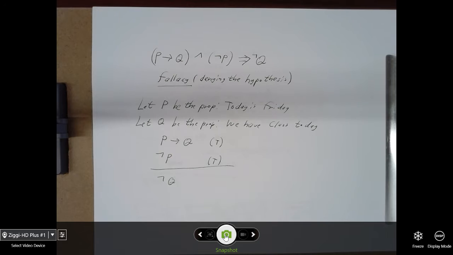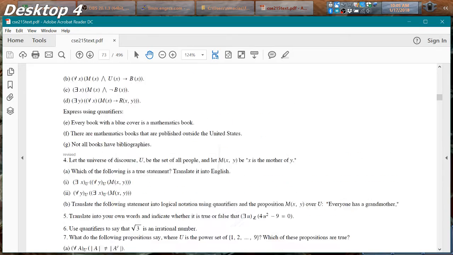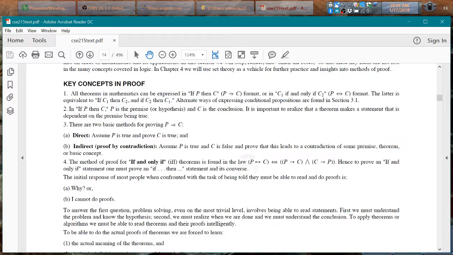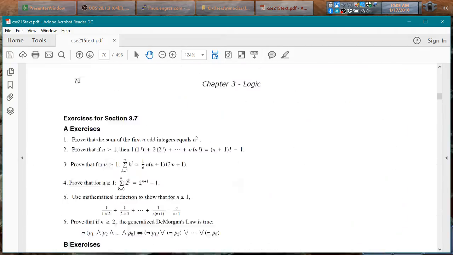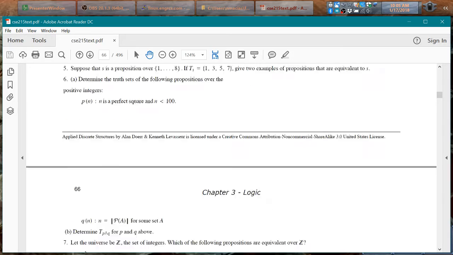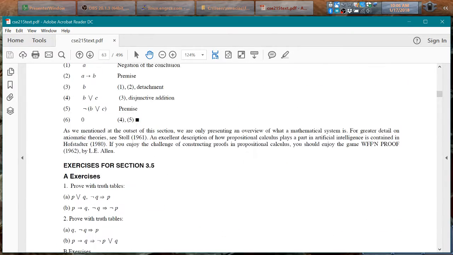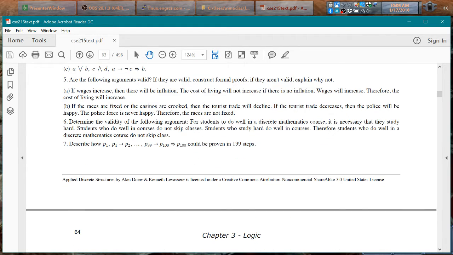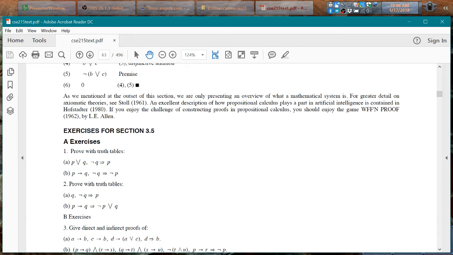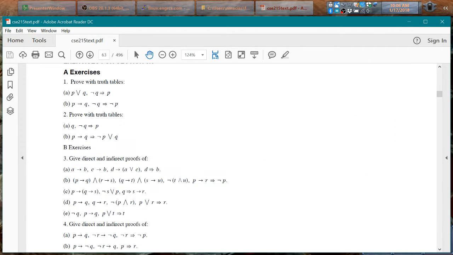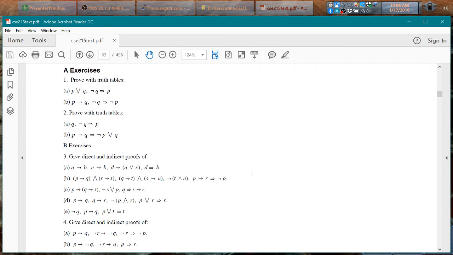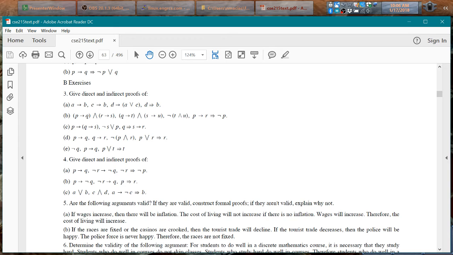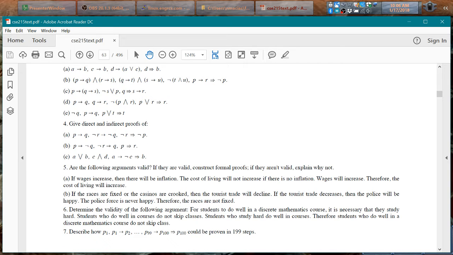Yeah. So can we do 3.5 6C? As long as I can find it. All right, 3.5. 6C. There is no 6C. Is it 4? Oh, yeah, it might be 4C. Yeah. Oops. Yeah, it's 4C. So give direct and indirect proofs of.